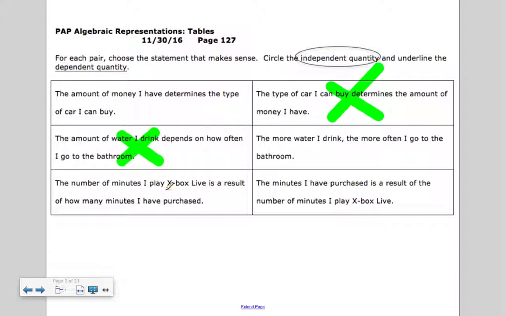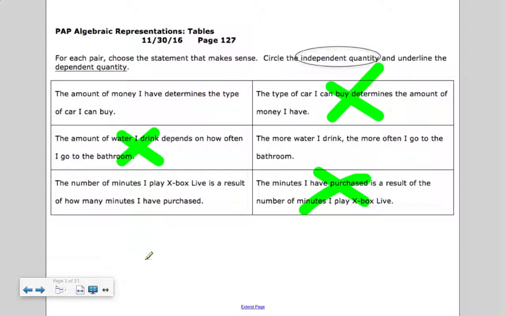The number of minutes I play Xbox Live is the result of how many minutes I have purchased. Or the minutes I have purchased is the result of the number of minutes I play. The first one makes more sense to me. Because if I play a lot of minutes or a few minutes, it's because of how many minutes I bought. So that makes more sense.